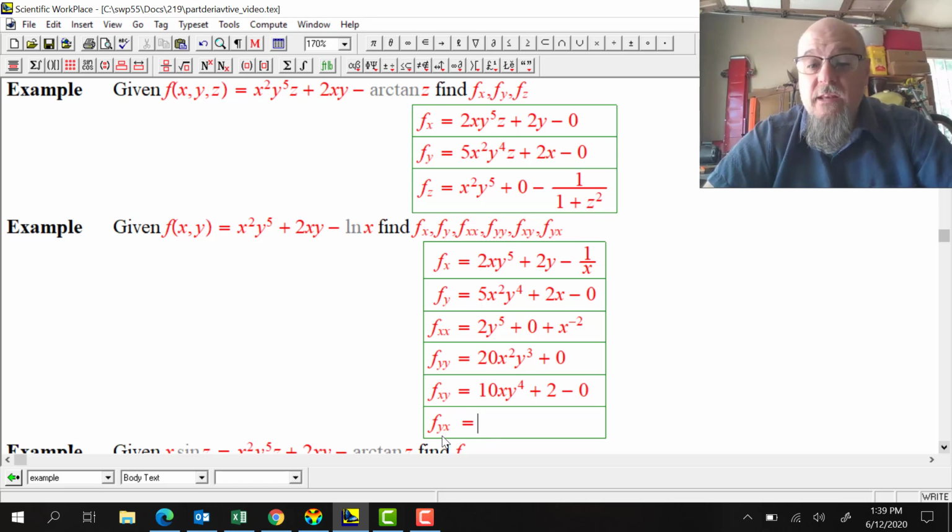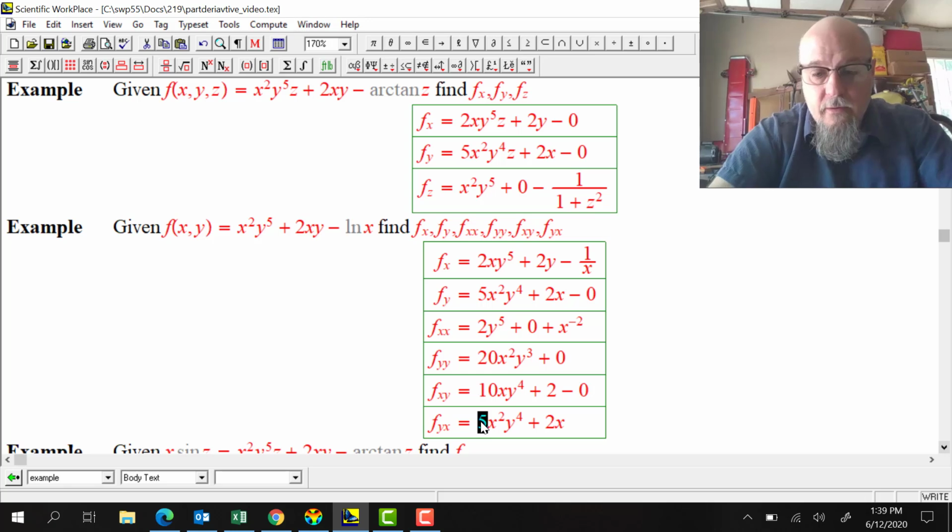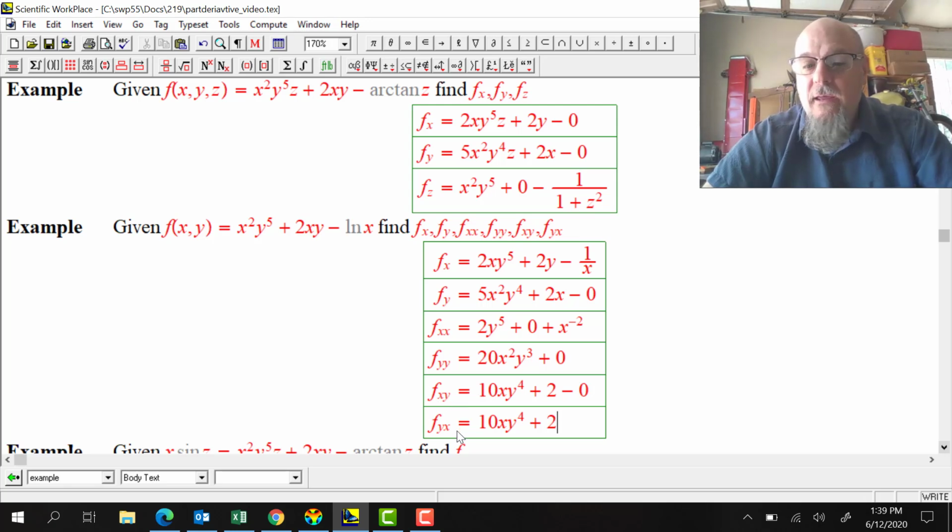The next one, I differentiated with respect to y first, got this, and I need to just differentiate it now with respect to x. So the 2 comes down, makes that a 10, subtract 1 from the exponent, y to the 4th is a constant, the derivative of 2x with respect to x, there. Oh, note to self. The derivative with respect to x and then y is the exact same as the derivative with respect to y and then x. These are the same. So I said there was 4 second order partials. There are, but 2 of them are the same.